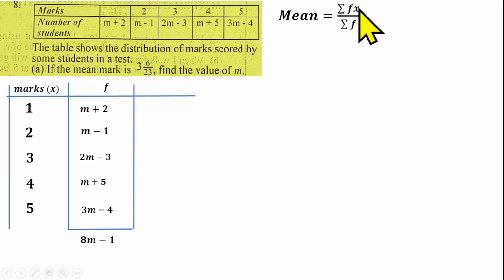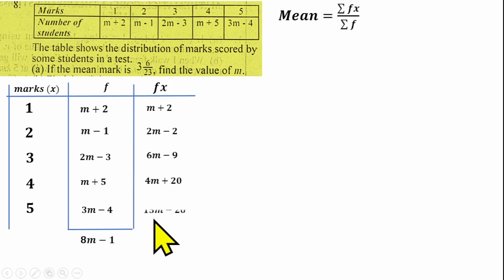So we need to compute our fx. That will be the next thing to do. Your frequency will be multiplying your x. So m plus 1 multiplied by 1, m plus 2 multiplied by 1 gives us m plus 2. m minus 1 times 2 gives us 2m minus 2. Then 2m minus 3 multiplied by 3 gives us 6m minus 9. Then m plus 5 multiplied by 4 gives us 4m plus 20. 3m minus 4 times 5 gives us 15m minus 20 as well.